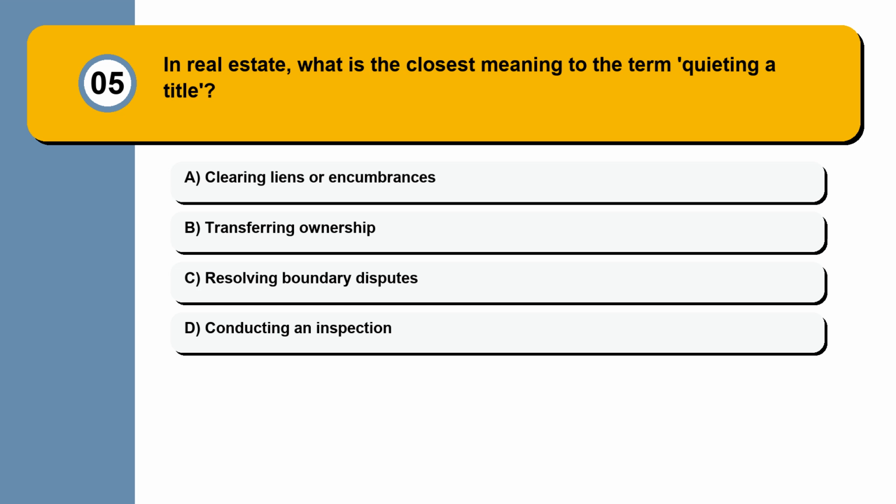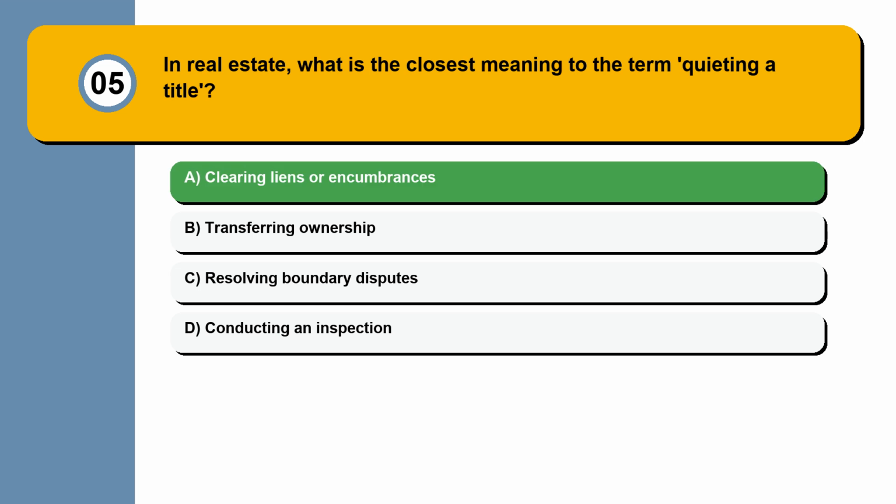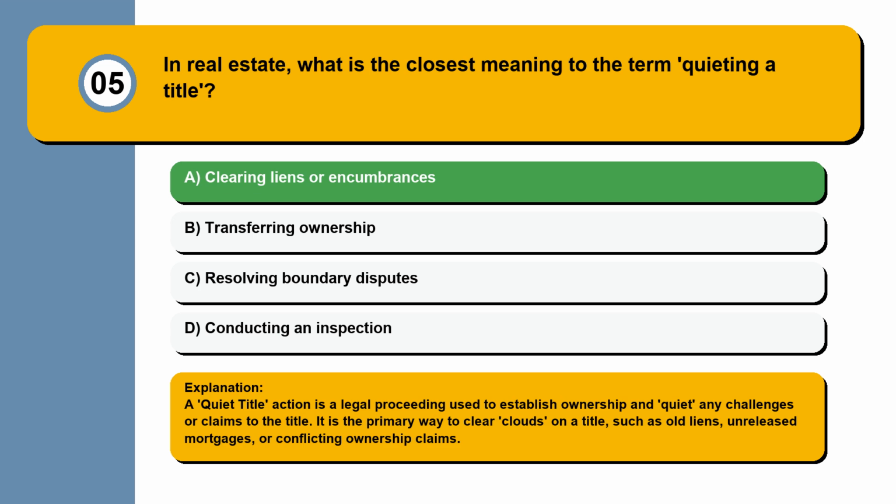Question 5. In real estate, what is the closest meaning to the term quieting a title? Clearing liens or encumbrances, transferring ownership, resolving boundary disputes, conducting an inspection. A quiet title action is a legal proceeding used to establish ownership and quiet any challenges or claims to the title. It is the primary way to clear clouds on a title, such as old liens, unreleased mortgages, or conflicting ownership claims.